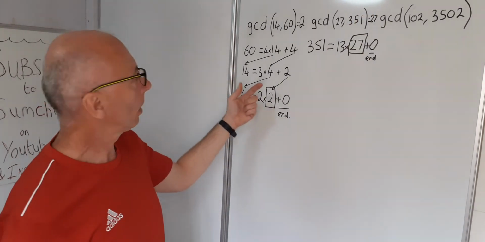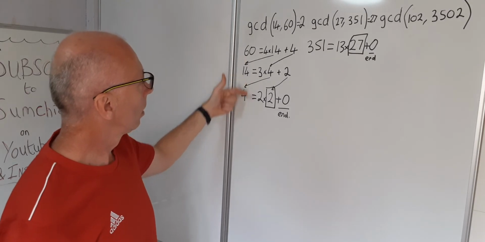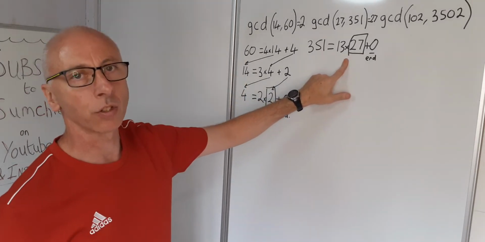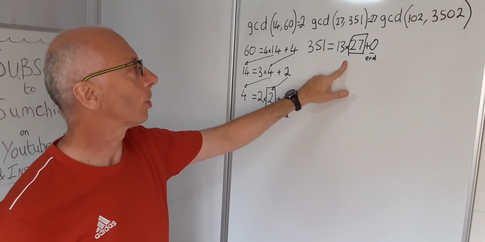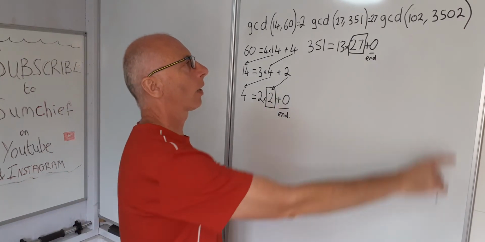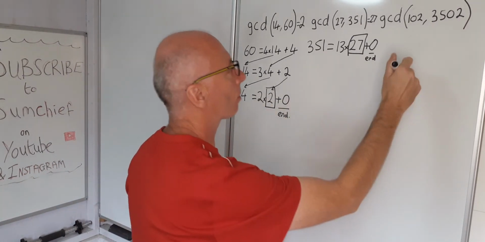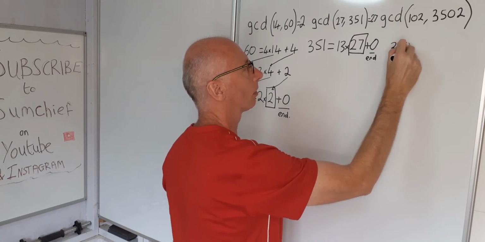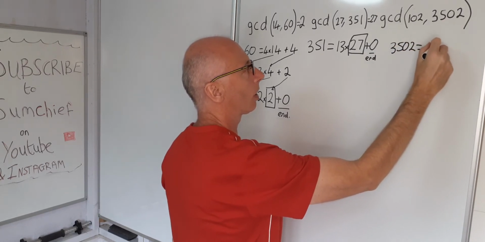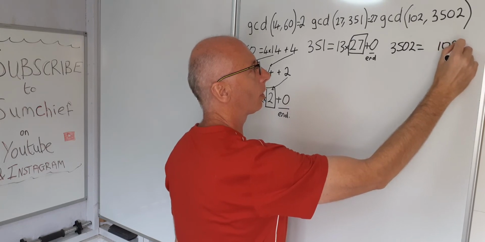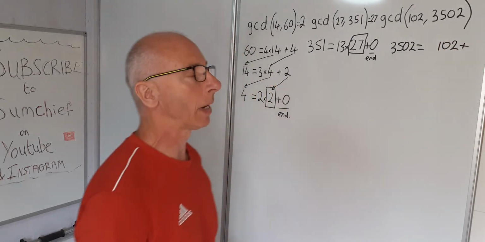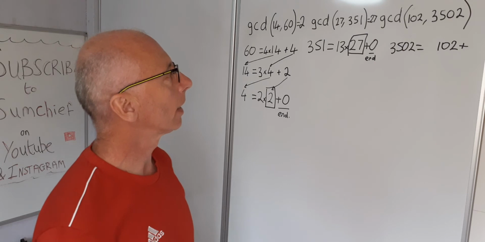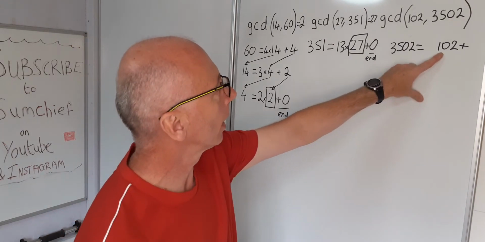So as you can see, sometimes you need lots of layers of working out. Sometimes it takes you straight to the answer. It's just a luck of the draw sometimes. Okay, so now this one, 3,502 and 102, biggest number first. And that equals something times 102 plus some remainder. Okay, so this is going to take a bit more working out.